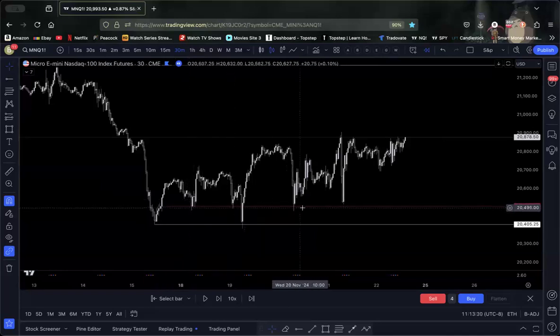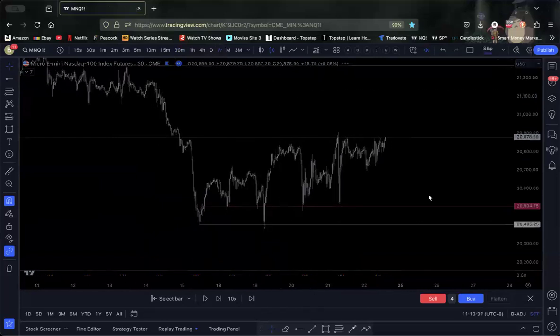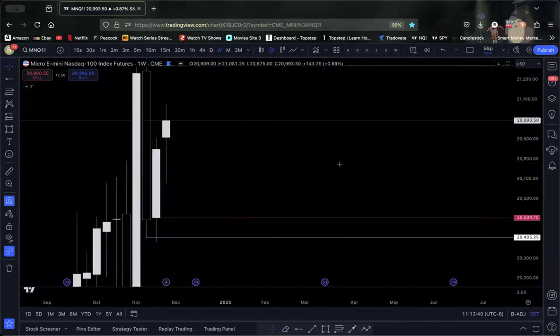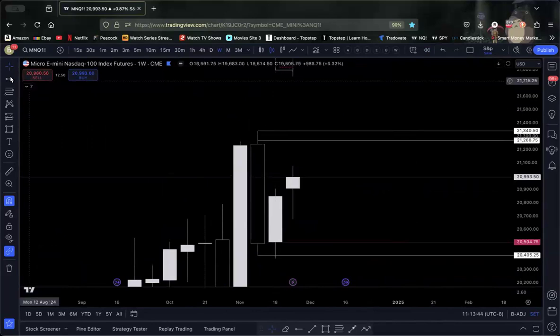You'll see how much it's respected every time. You see how we bounced, how many times we bounced on this weekly open? So it acts as a significant level, because the week always has an opening, it always has a close, right? So the same thing right here.